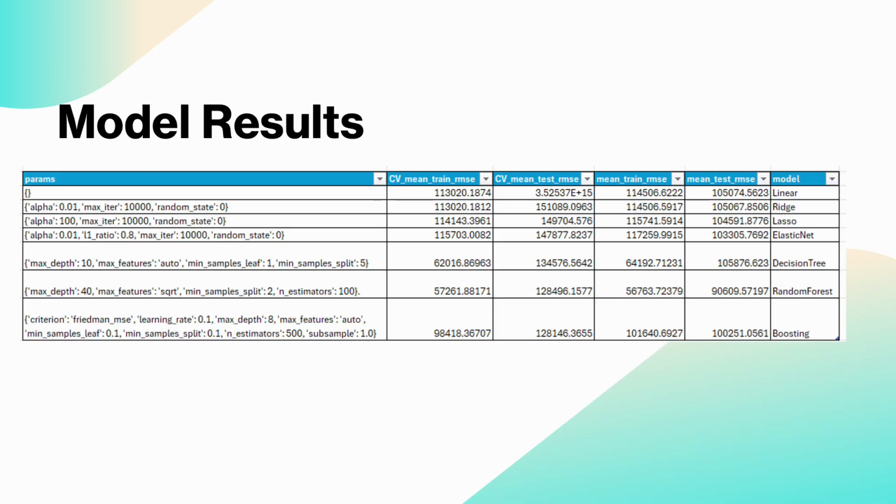So here's a chart for each model: linear regression, ridge, lasso, ElasticNet, decision tree, random forest, and XGBoost. We can see the RMSE value for each, and we can see that random forest has its RMSE very low compared to the rest, with its parameters being max depth 40, max features square root, minimum sample split 2, and estimators 100.